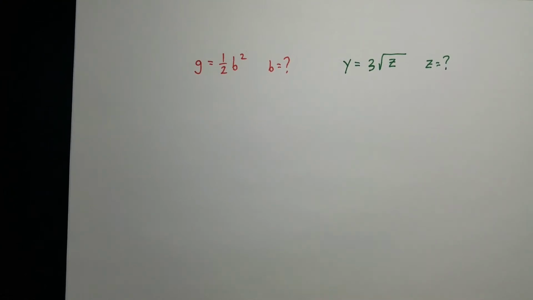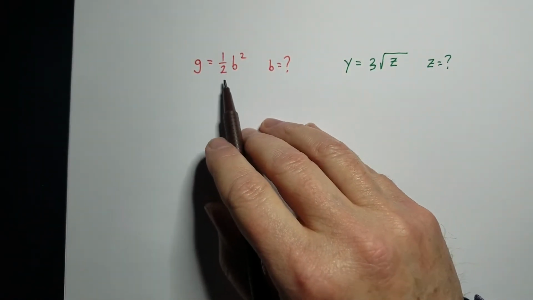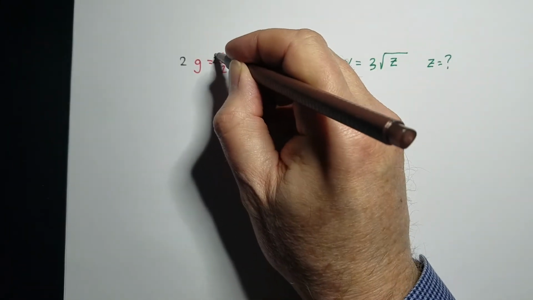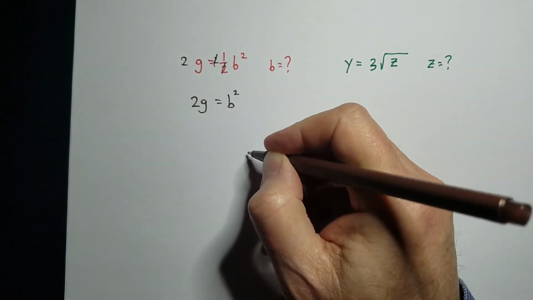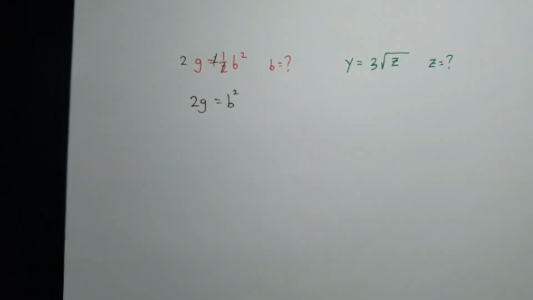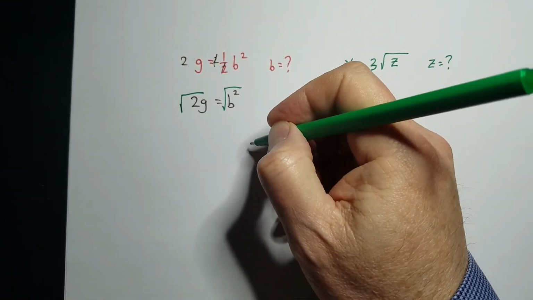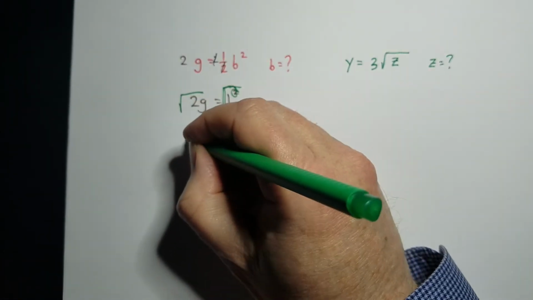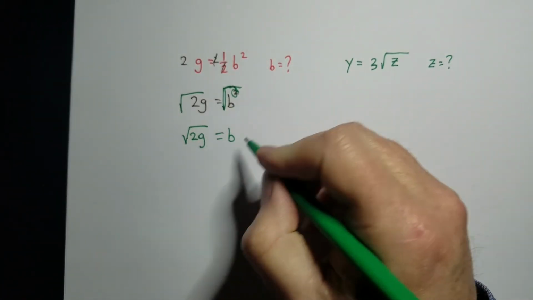All right, a little bit more complicated. Now they got some more stuff in here. So I want to solve for b. But I've got this half stuck in there. I want to first get rid of that. So I want to multiply both sides by 2. So 2 and the half cancel each other out. So I get 2g equals b squared. And then I want to square root both sides. I want to square root all of that side and all of this side. The square and the square root cancel each other out, so we're just left with b on this side. On the other side, we just get 2g underneath the square root sign. That's it for that one.